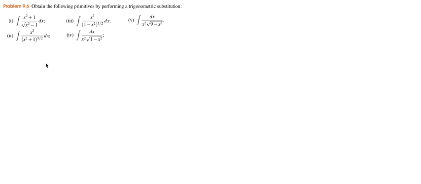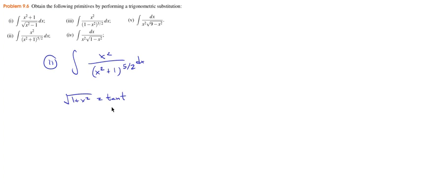Okay, now part 2, you have x squared divided by (x squared plus 1) to the 5 over 2. Okay, now remember that whenever we got the square root of 1 plus x squared, we used the tangent of t as a change of variable, right?